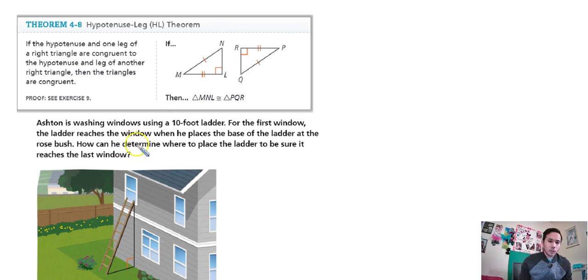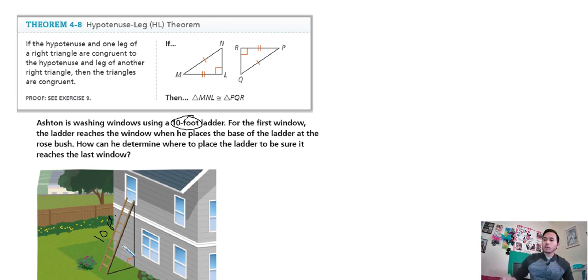Ashton is washing the window using a 10-foot ladder. For the first window, the ladder reaches the window when he places the base of the ladder at the rose bush. How can he determine where to place the ladder to be sure it reaches the last window? That's interesting, and they form a 90-degree angle here. So let's see if we can solve that.